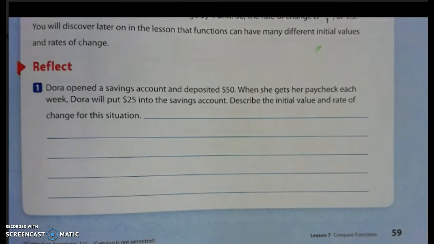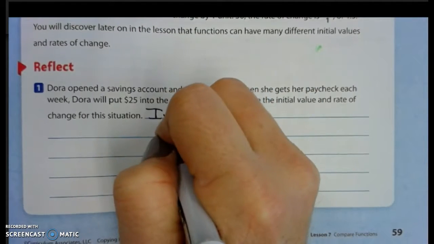Dora opened a savings account and deposited $50. When she gets her paycheck each week, Dora will put $25 into this savings account. Describe the initial value and the rate of change for this equation. Now, initial value.